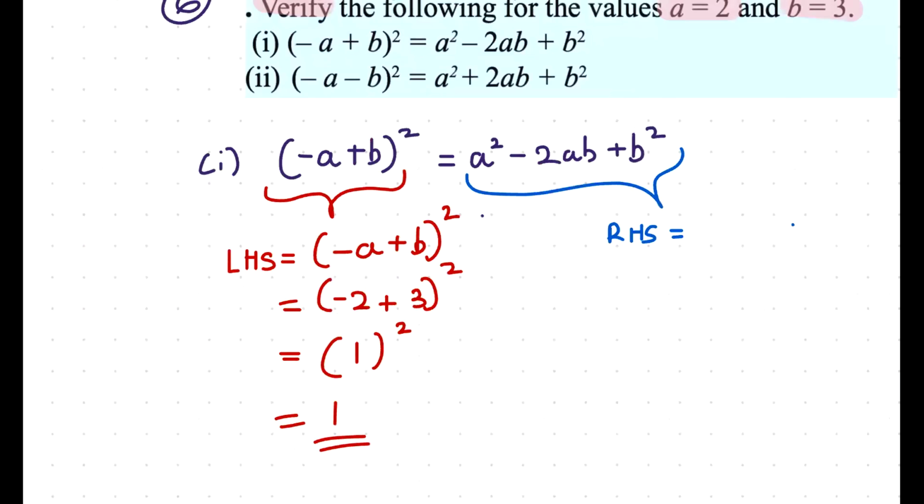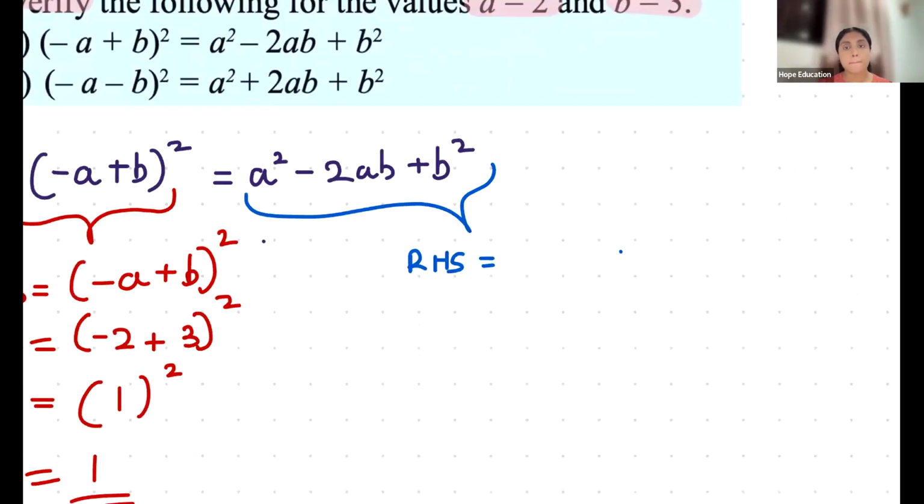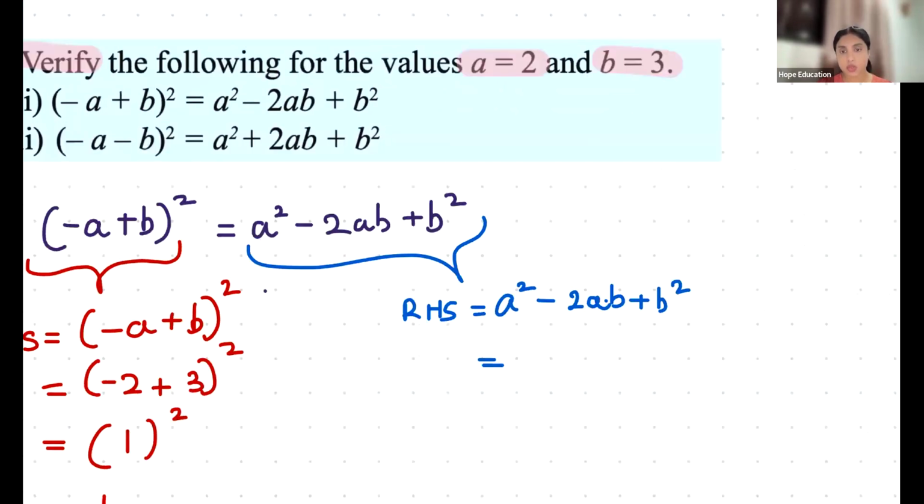Any question? No, I'm wrong. Okay. So A squared minus 2AB plus B squared. Now they have asked us to take A as 2. So A is 2, I will write it as 2 squared. Minus 2, A is 2, so I will write 2 instead of A. Plus B squared, B is 3, so B squared is 3 squared.